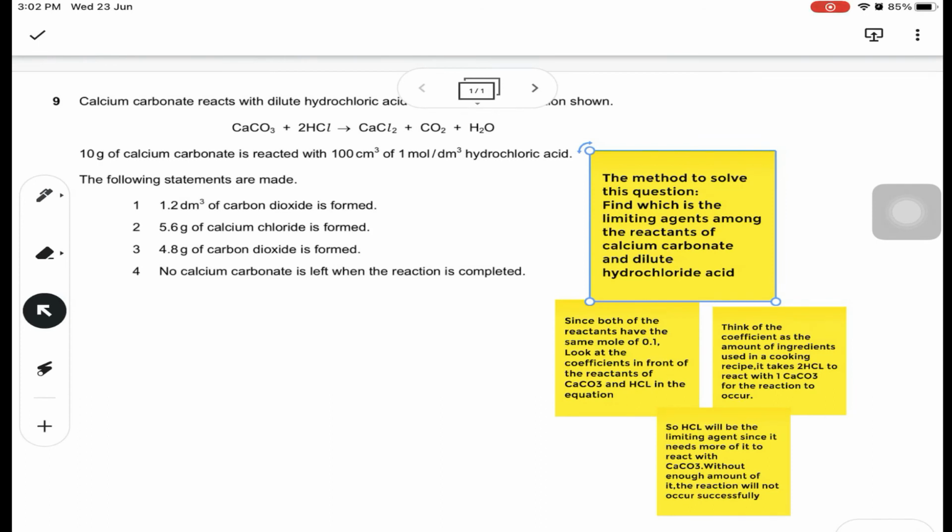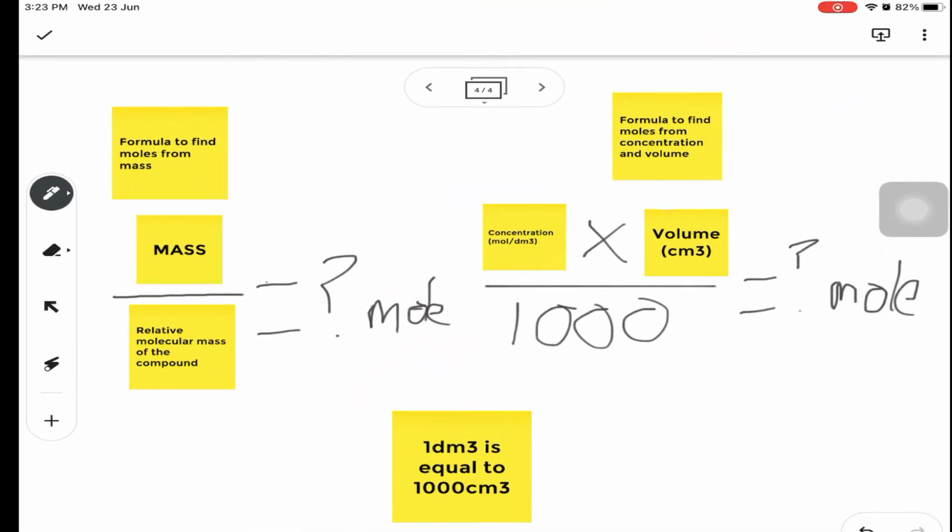So for this question number 9, the method to solve this question, you have to find which is the limiting agent among the reactants of calcium carbonate and dilute hydrochloric acid. To find the limiting agent, you have to find the moles of calcium carbonate and hydrochloric acid. And the formula to find the moles is provided in this video. So these are the two formulas that you will be using to find the answer in this question.